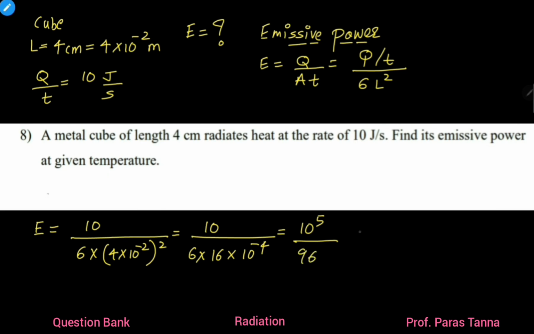On simplifying further, we get 1041.666, that is basically recurring. So we can say this is 1041.67, and this is the answer of emissive power. So its SI unit has to be joule per meter square per second. Hence, the required emissive power of the body at a given temperature is equal to 1041.67 joule per meter square per second.